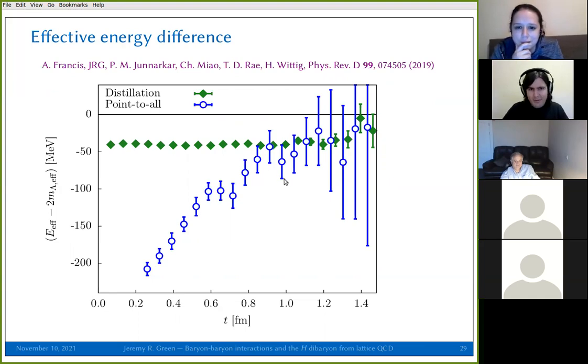And so from this, we concluded that we really have to use the distillation method. It's so much better than point-to-all methods. And in fact, the computational cost of these two is about the same. So this is the way to go forward. So this is the main result of this first paper, was just establishing methodology for spectroscopy.